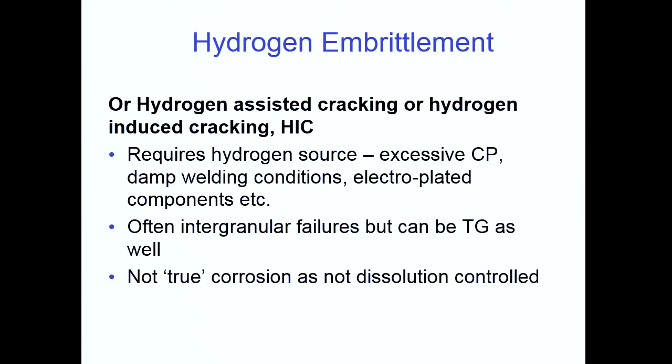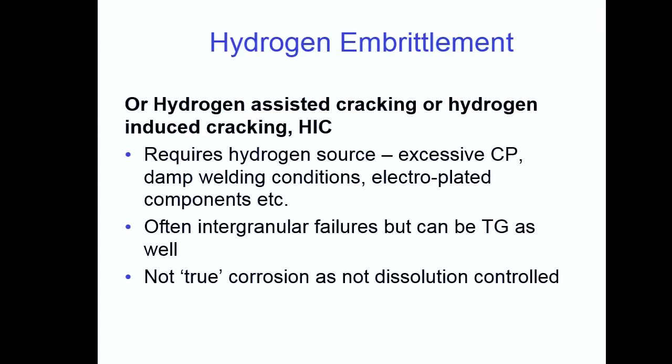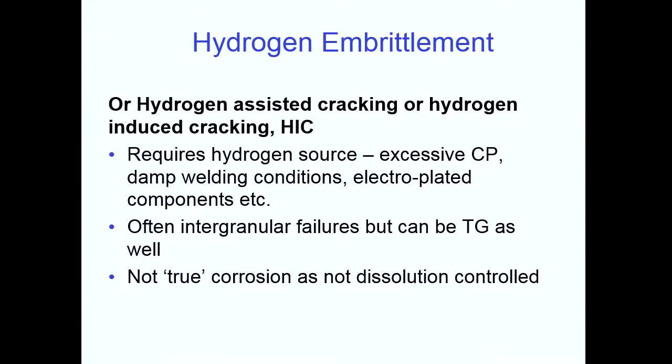The failures themselves are quite often intergranular, sometimes transgranular, and the cracks tend to be fairly clean and sharp. And because it's not dissolution controlled, the cracks move pretty fast, orders of magnitude faster than stress corrosion cracks. Okay, so they move through the material quite quickly, and so you get some quite disastrous failures, quite rapid failures of components.